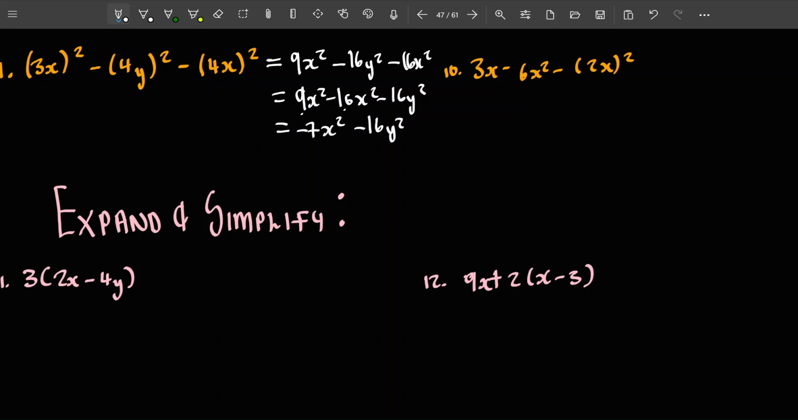3x minus 6x squared minus 2x all squared. What is this equal to? 3x minus 6x squared minus 2 squared is 4, and x squared becomes x squared. What is this equal to? 3x and then minus 6x squared minus 4x squared. Since they are like terms, I'll just work with the numbers in front. Minus 6 minus 4 becomes minus 10 of what? Of x squared. And that's it.